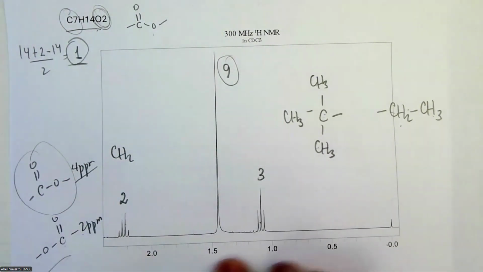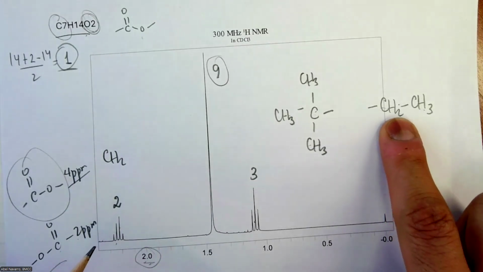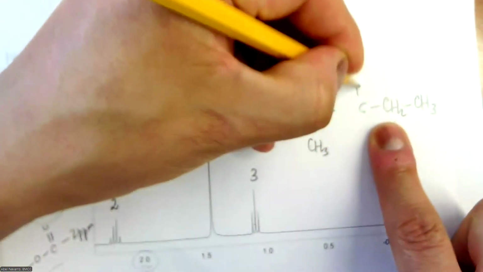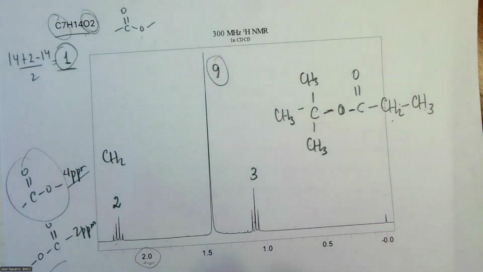In this case, the ethyl, what is the range for it? This is about 2 ppm. So that means that most likely the ethyl is going to be next to the COO side, because it's about 2 ppm.